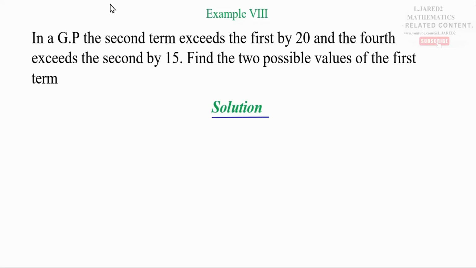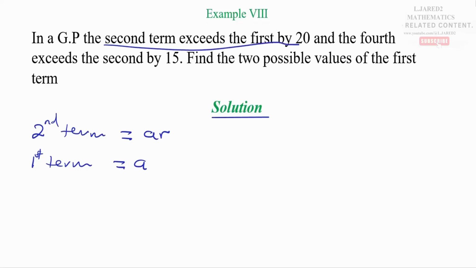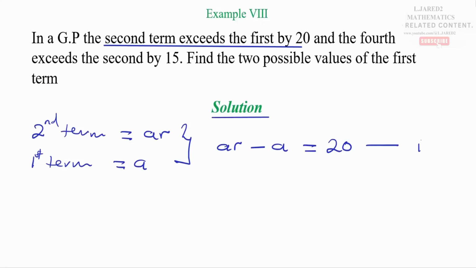In the GP, the second term exceeds the first term. So the second term in terms of a GP is given by AR. Then say that exceeds the first term. The first term of the GP is given as A. From this statement, we can now formulate an equation. If I get the AR, which is our second term, minus our first term, I must be in position to get 20 as the result. I can name this as equation 1.